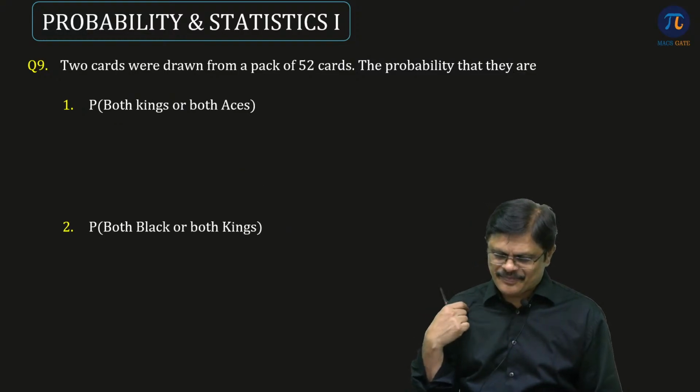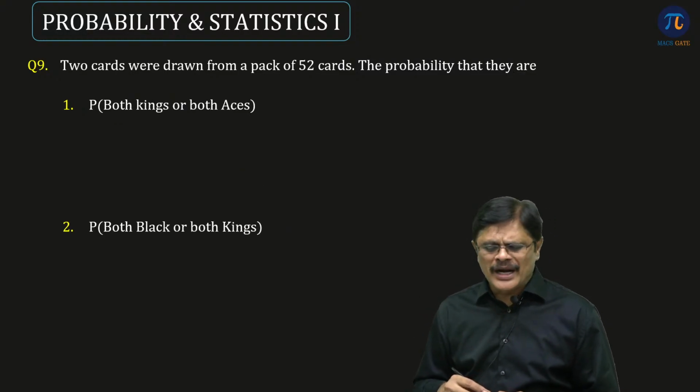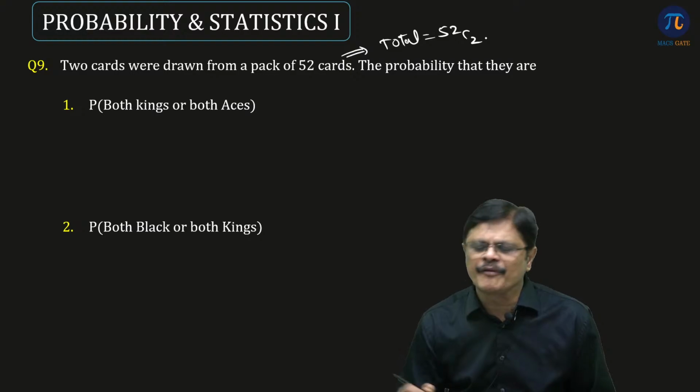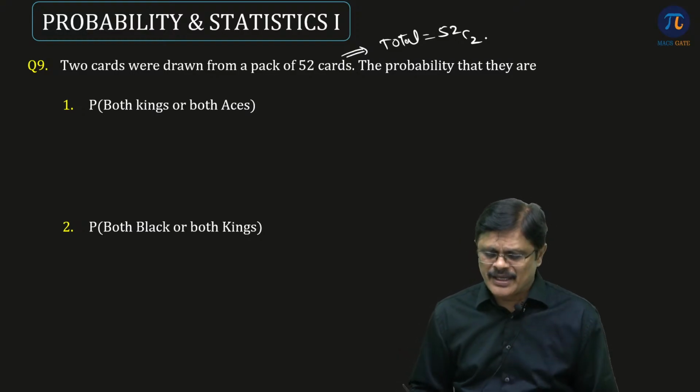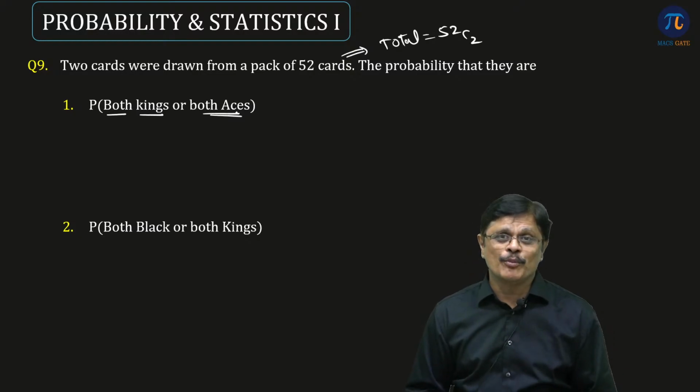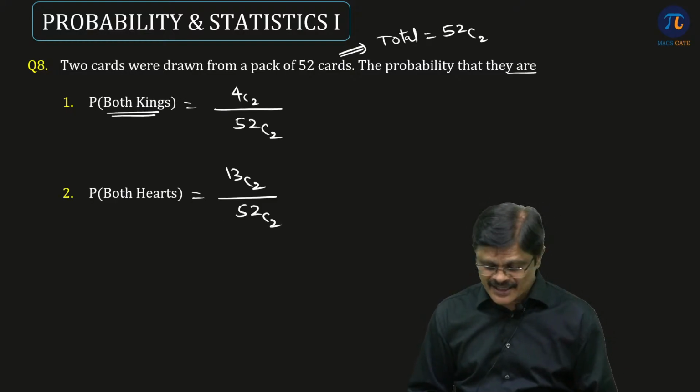That is the answer. Now next question, 2 cards are drawn from a pack of 52 cards. So what is the total possibilities, my dear friends? How many ways can you select 2 cards from a pack of 52 cards? 52 C2 ways. Now what is the probability that both are kings or both are aces? Both the cards are kings or both the cards are aces.